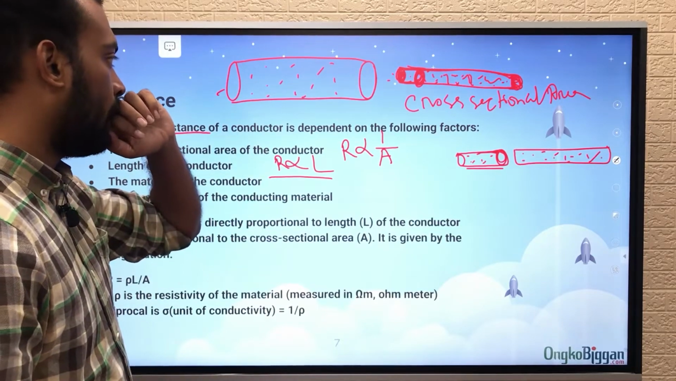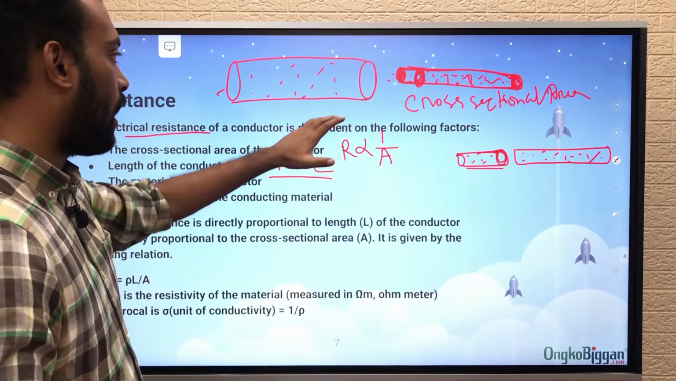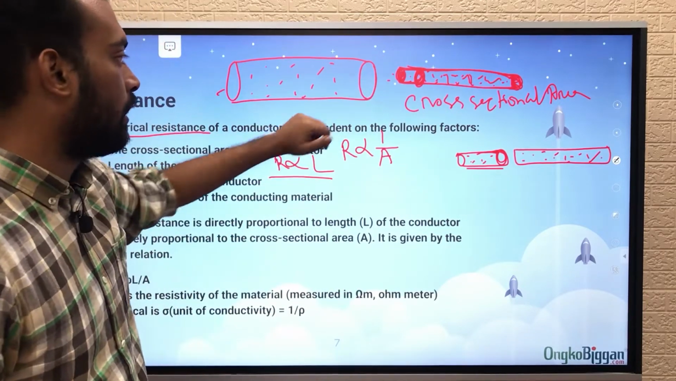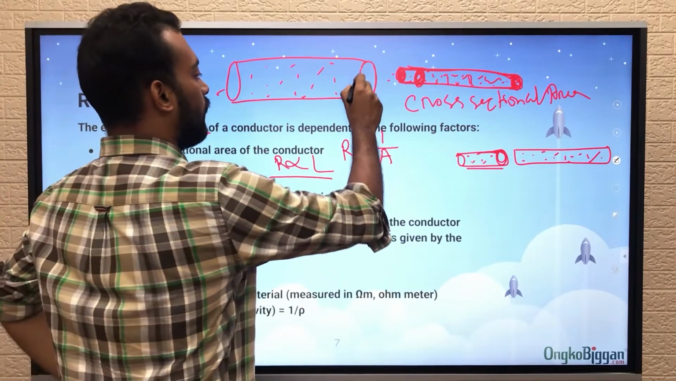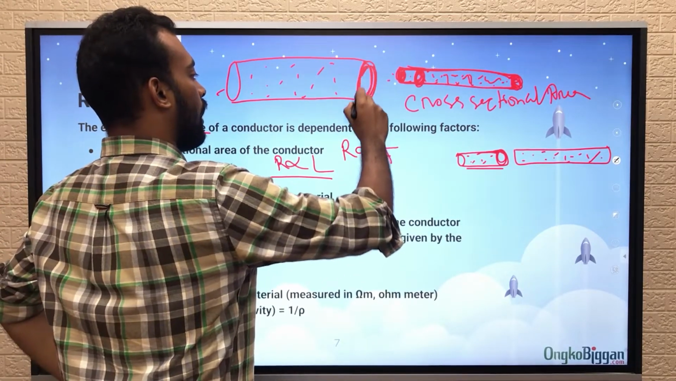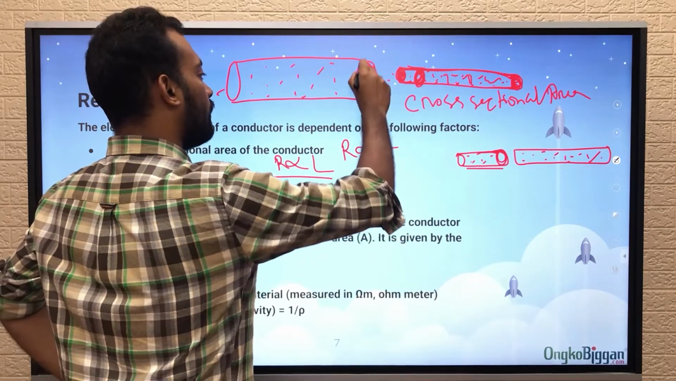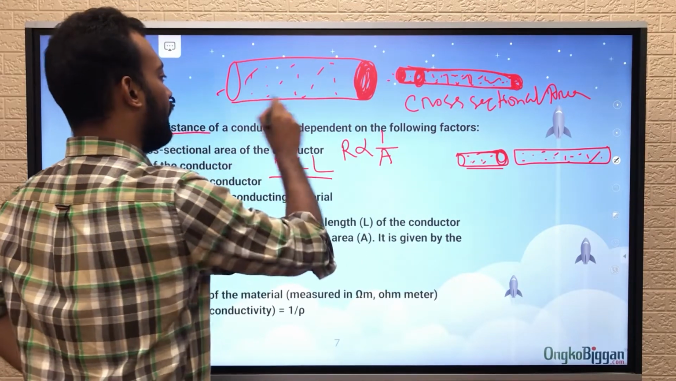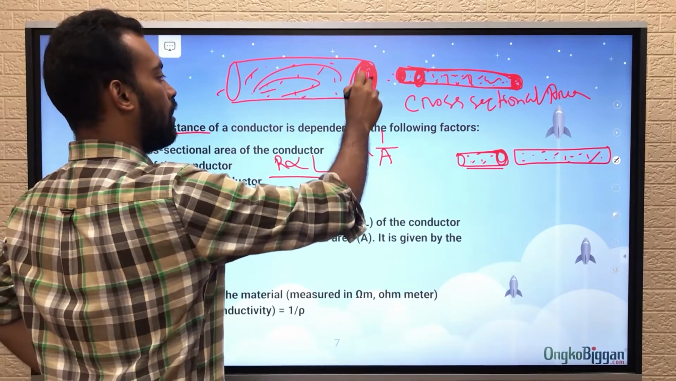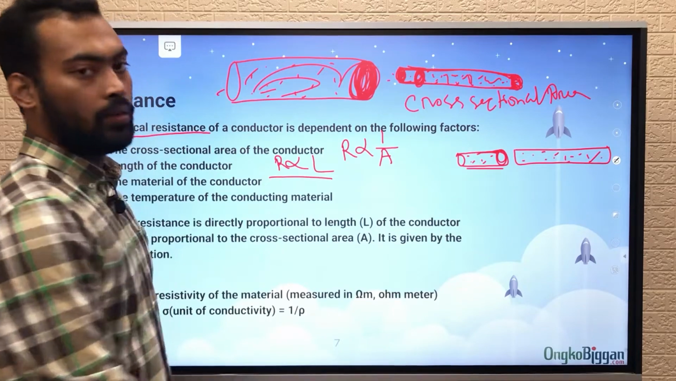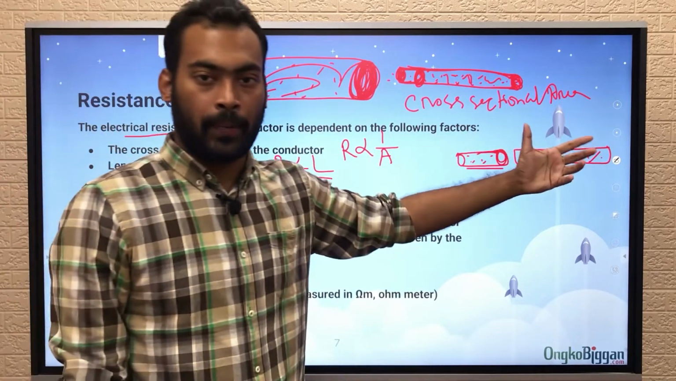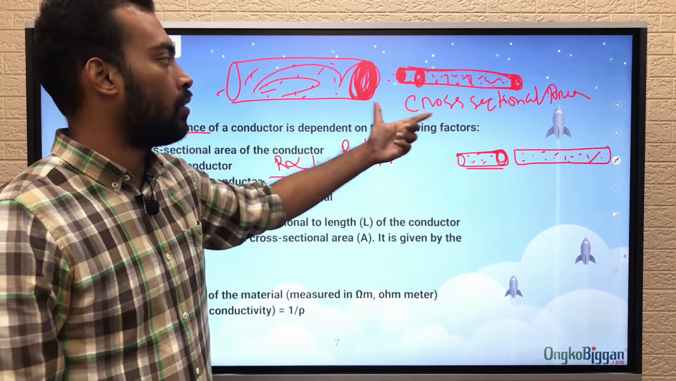Maybe I might not have been clear about the cross-sectional area. Let me say this again: cross-sectional area. This is how the wire looks. This is like a circle, and this has a certain area. This is called cross-sectional area, not this entire thing. This portion of the area of the circle is called cross-sectional area.